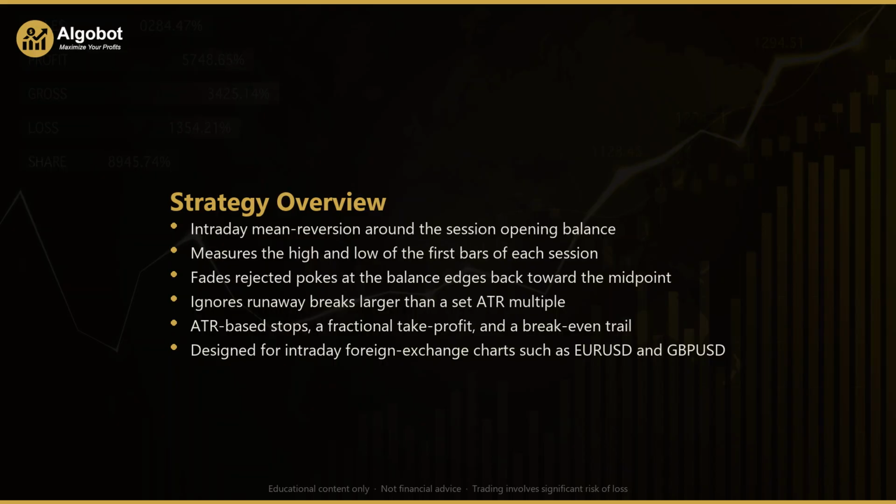The single tool driving all of this, besides the price structure itself, is the average true range, or ATR. ATR measures recent volatility, and the strategy uses it everywhere. It uses ATR to decide whether the balance is wide enough to be worth trading, to define how far a poke can travel and still count as a rejection rather than a genuine breakout, to place the protective stop, and to time the break-even move. This keeps the strategy adaptive as volatility rises and falls.